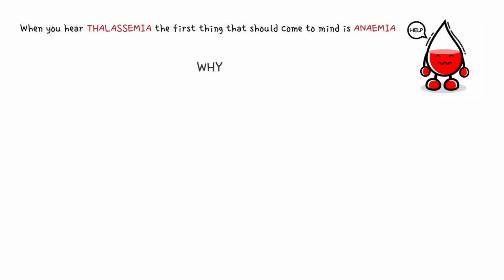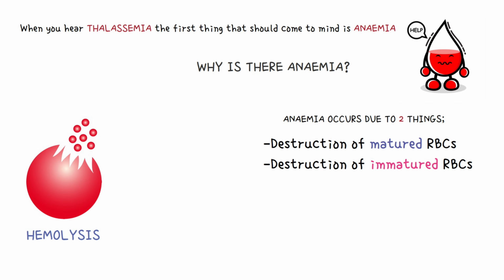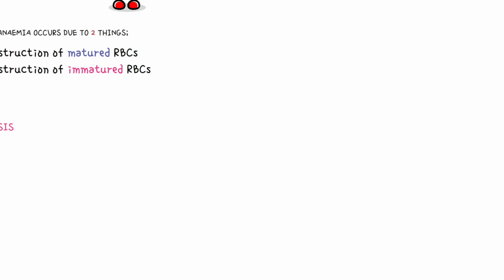When you hear thalassemia, the first thing that should come to mind is anemia. The first question is, why is there anemia? Anemia in this case occurs due to two things: destruction of the mature red blood cells and destruction of immature red blood cells, which is called hemolysis and ineffective erythropoiesis respectively. The next question is, why is there destruction?